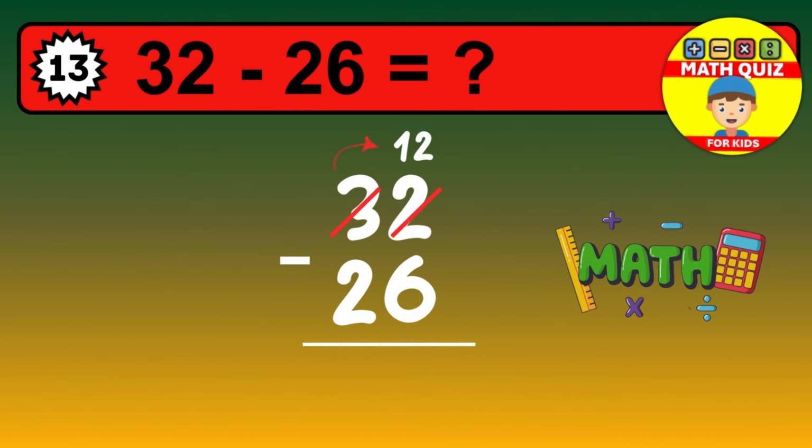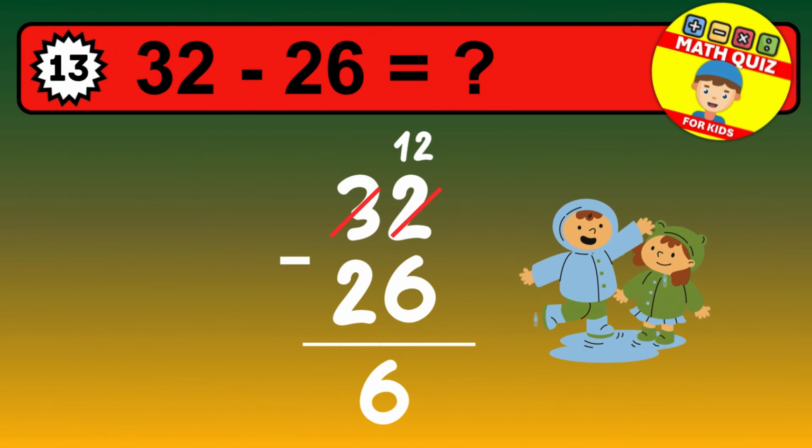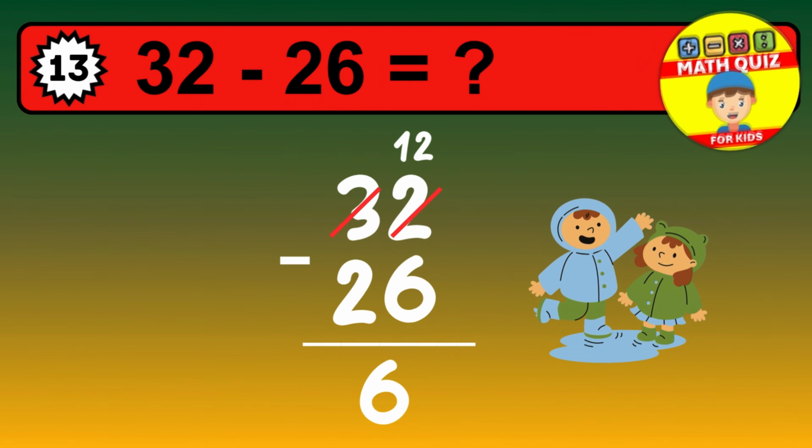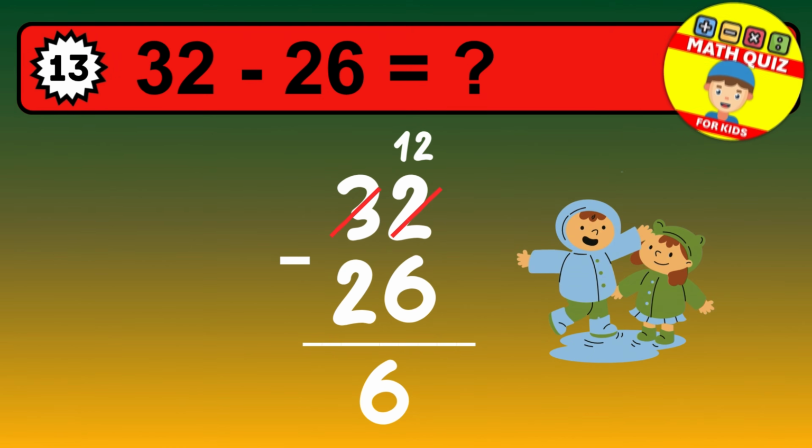Now we subtract. 12 minus 6 is 6. Then we go to the tens. 2 minus 2 is 0. The final answer is 6.